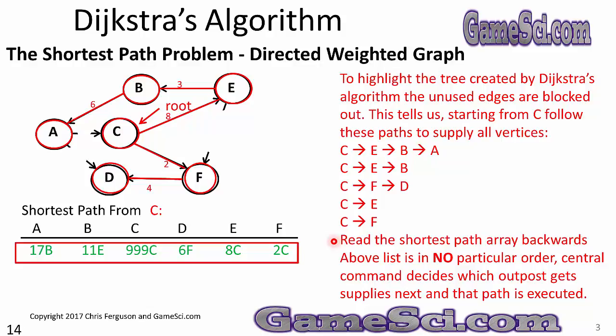Read the shortest path array backwards. The above list is in no particular order. Central command decides which outposts get supplies next, and that path is executed.